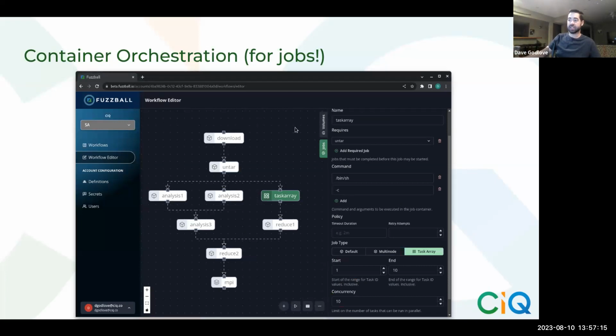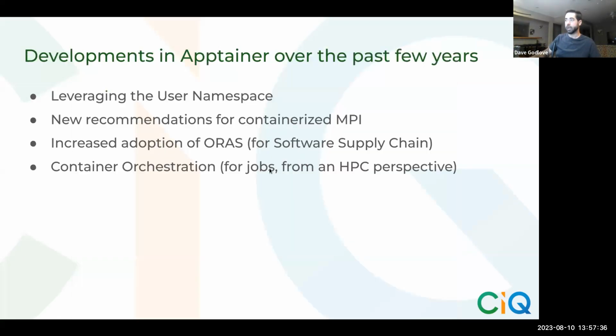And this is not a real job, but this is just to demonstrate that your jobs can be as complicated as you need them to be. So with Fuzzball, you can create any kind of graph as long as it's acyclic, and your jobs can be dependent upon one another in any way that you want them to be.